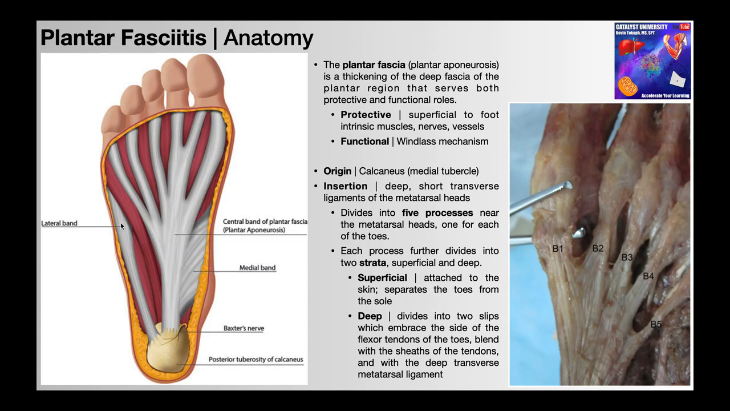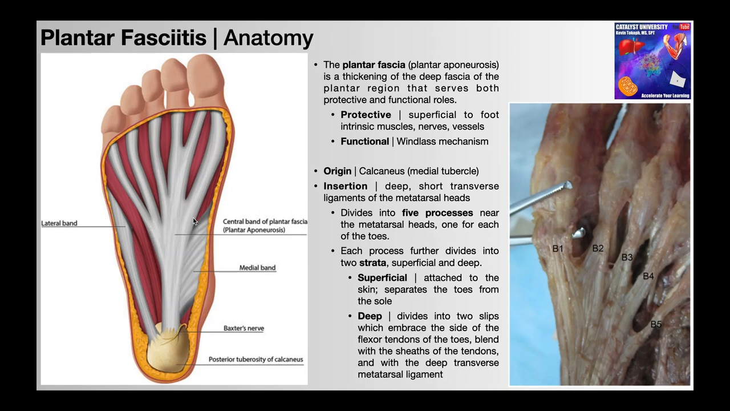Now, before we get into the functions of the plantar fascia, understand that there are three separate bands of this. Over here, we have a lateral band. Then we have the central band right here, and then a medial band which comes off of the central band. Now the central band of the plantar fascia is the main one that we care about, and this is the one that gets the name plantar aponeurosis. You'll notice that it originates back here off of the calcaneus, specifically the medial tubercle of the calcaneus. And then from the medial tubercle it extends distally and then broadens.